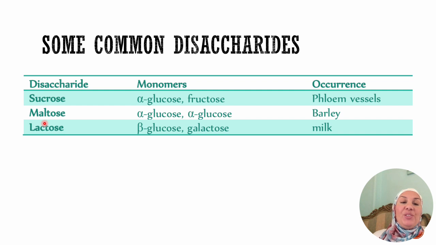Maltose. Let's move on. Maltose is made up of alpha glucose and another alpha glucose. They're bonded together, and this is found in barley seeds. Lactose is found in milk, and it is made up of beta glucose, that one is different, and galactose, another monosaccharide.